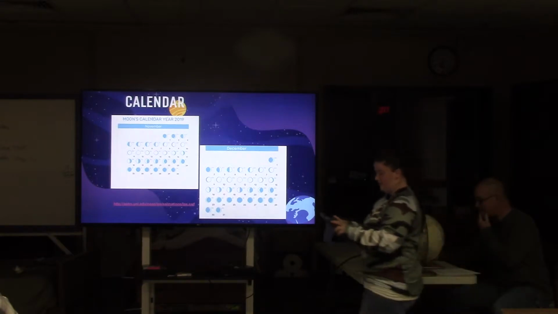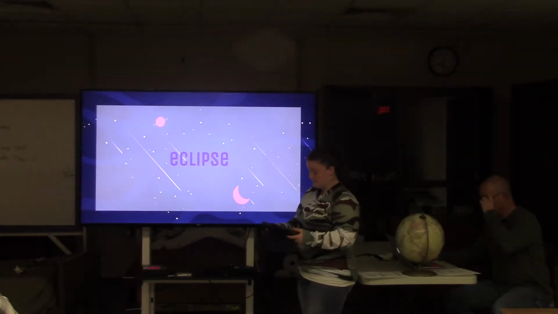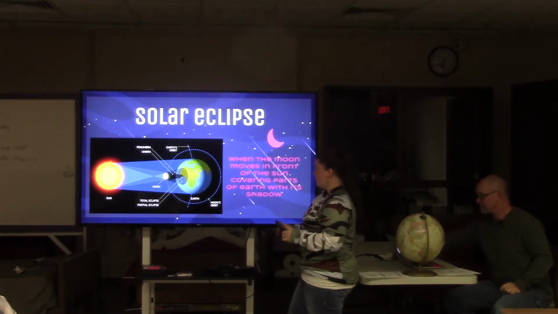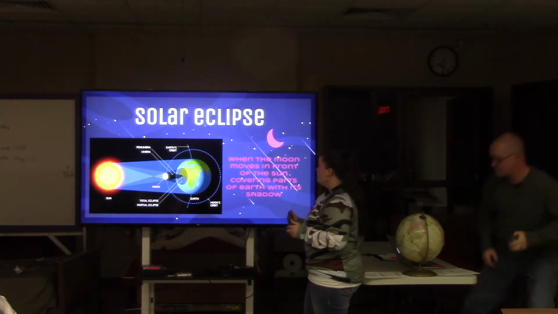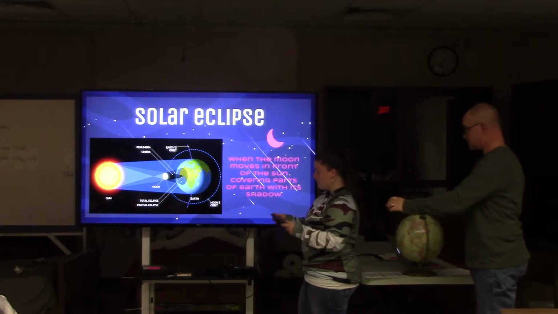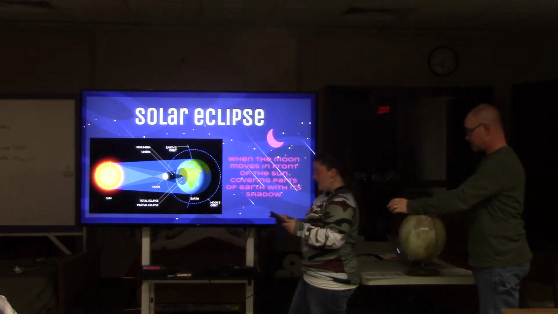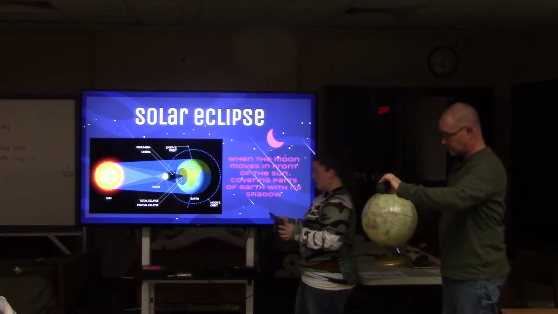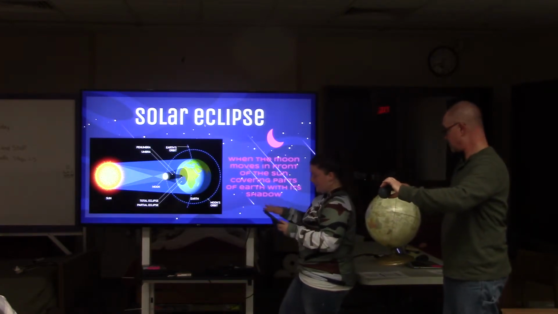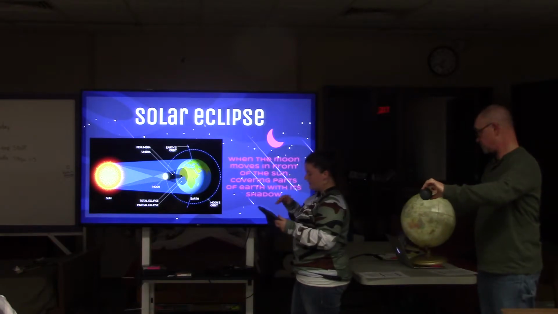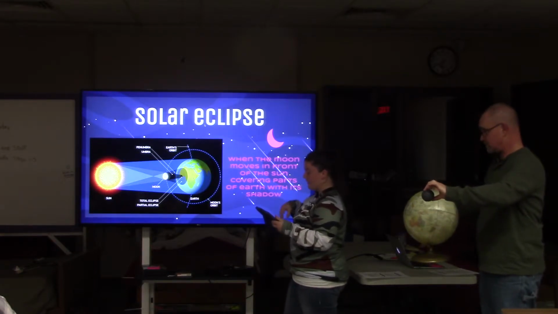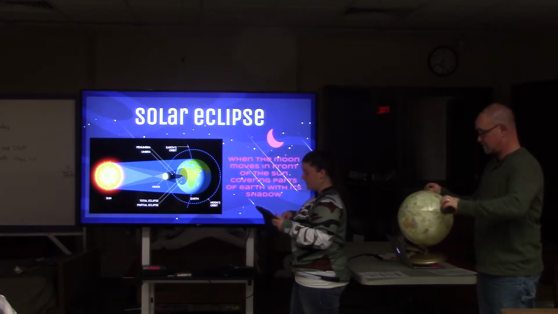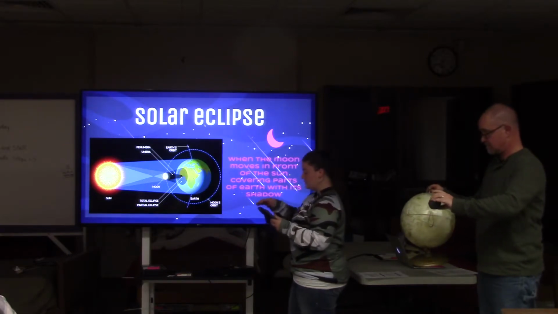Okay. So now we're going to talk about eclipses. A solar eclipse is when the moon moves in front of the sun, as seen from Earth. During a solar eclipse, it gets darker and darker outside as more and more of the sun is covered by the moon's shadow. During a total eclipse, the entire sun is covered for a few minutes as it becomes very dark outside.